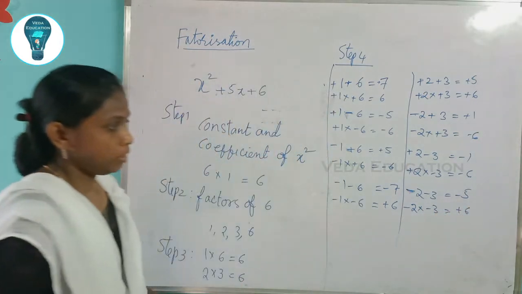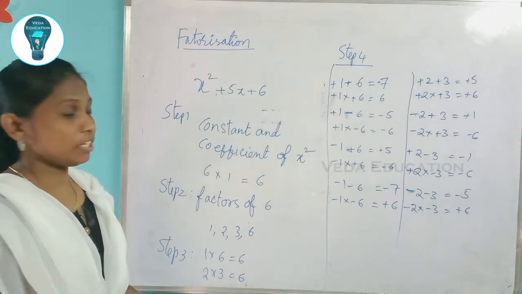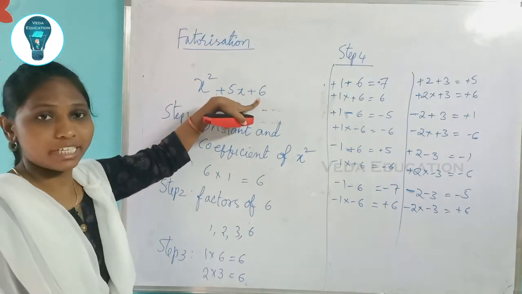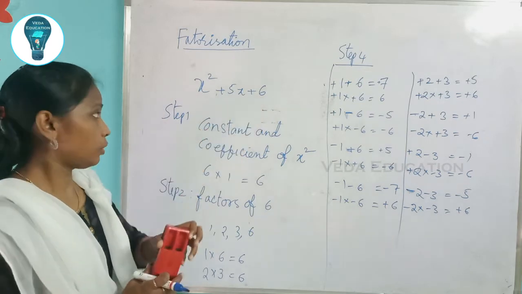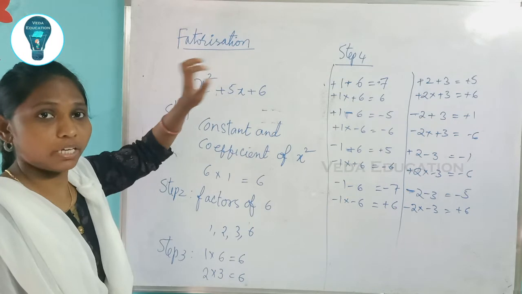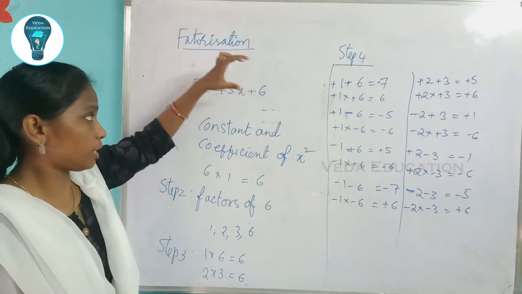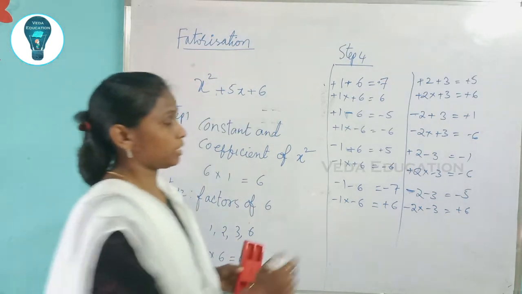Now observe which numbers are possible for the given polynomial. Here the x coefficient is plus 5 and the constant is 6. To get the middle x coefficient, the sum or difference of the numbers should be plus 5 and the product of these numbers should be 6. So which numbers give plus 5 and plus 6? Which case gives it?